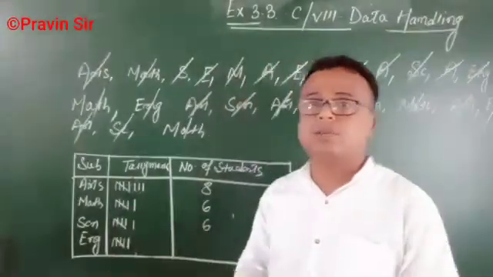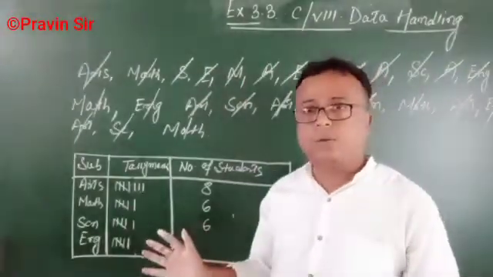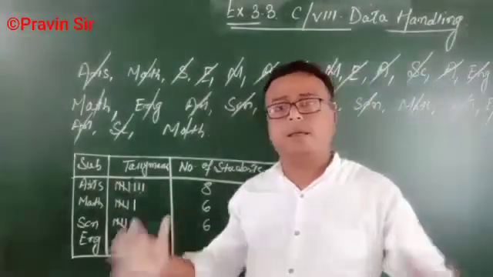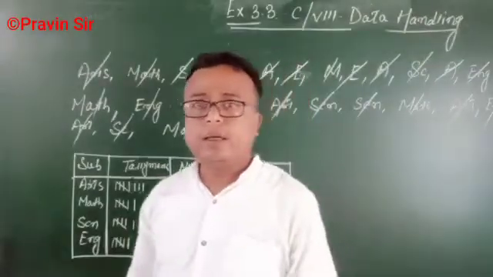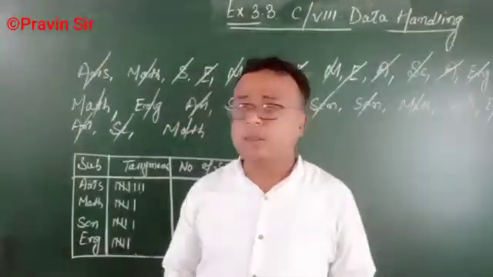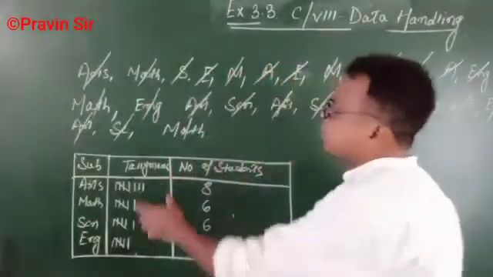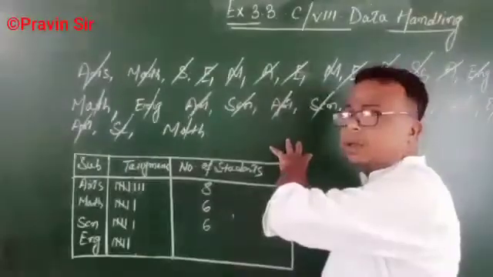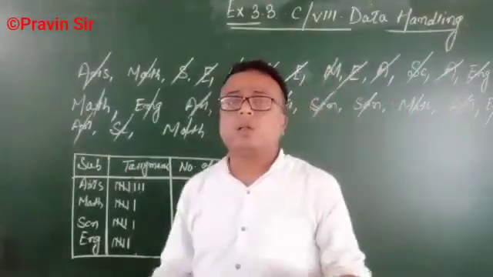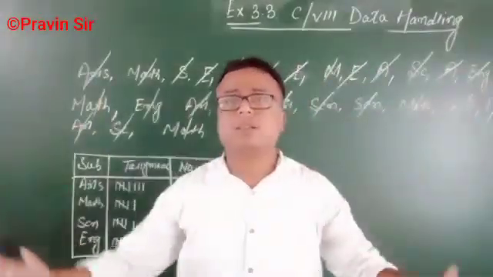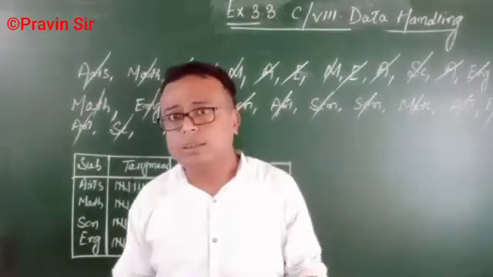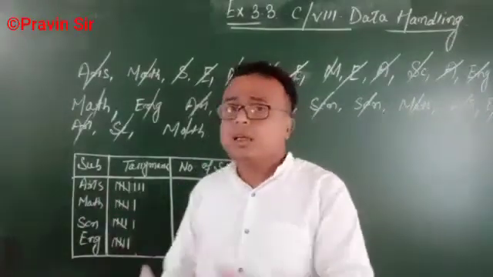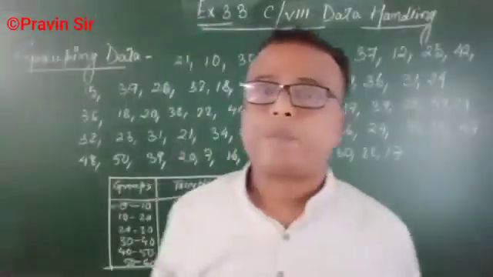Okay, is it clear to you? Now you see, when there are very few data, it is very easy to write in tabular form like this. It is called ungrouped data. Now we will see what to do if the data are very large, thousands and thousands of data. In that case, how will you draw this table? Let us see in the next topic.